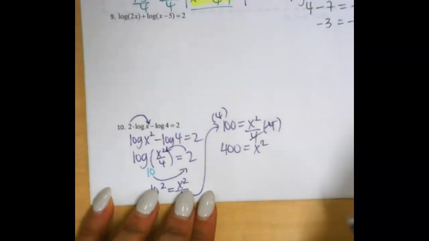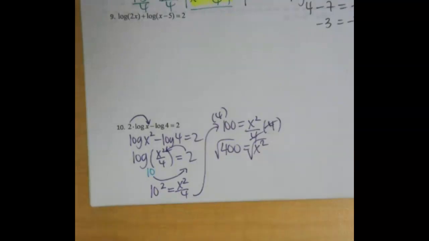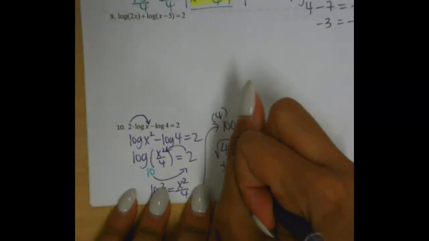And then, of course, the opposite of squaring is to square root both sides. What's the square root of 400? You don't need a calculator. 200 or 20? 20. Just 20? Plus or minus 20. Positive, negative 20.